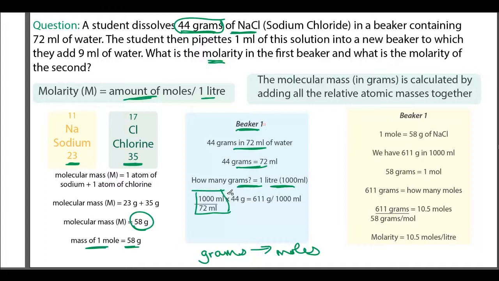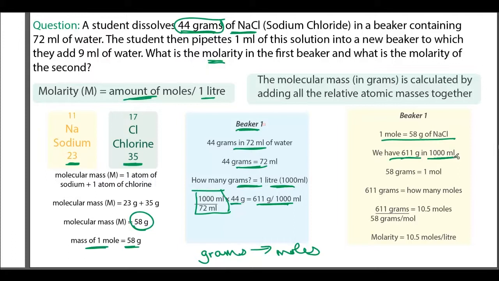Now we times that by the amount of grams we've got, and this gives us the total amount of grams we've got in 1000 milliliters. Now we know that 1 mole equals 58 grams of sodium chloride. We have 611 grams in 1000 milliliters.